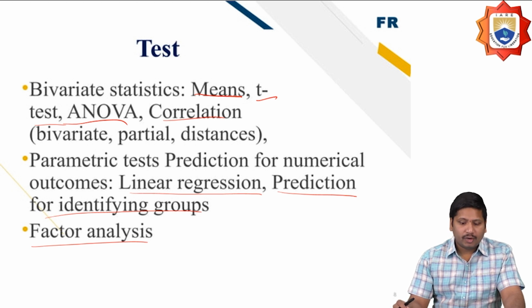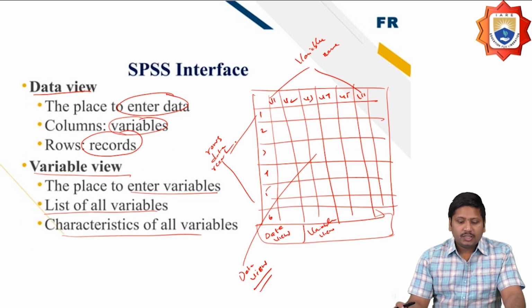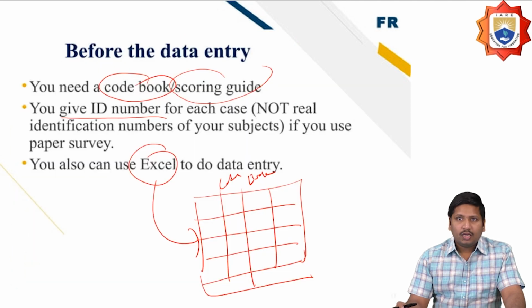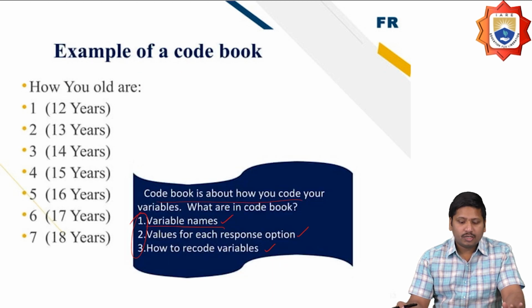Like if I'm going to take bivariate statistics, you can perform mean, t-test, ANOVA, correlation, like this, factor analysis. So the SPSS interface has two types of views, data view and variable view. So this should be the look of the data view, where you can enter the variables as columns and the cases as rows. And before the data entry, we have to make sure that we have proper ID numbers, and we can also use Excel to export the data.